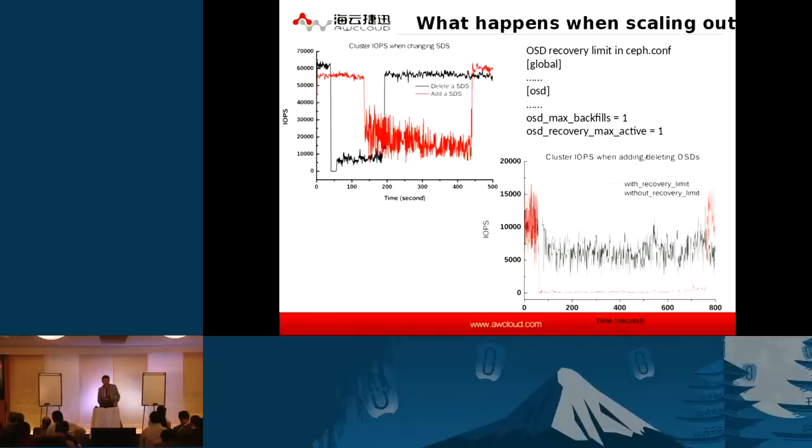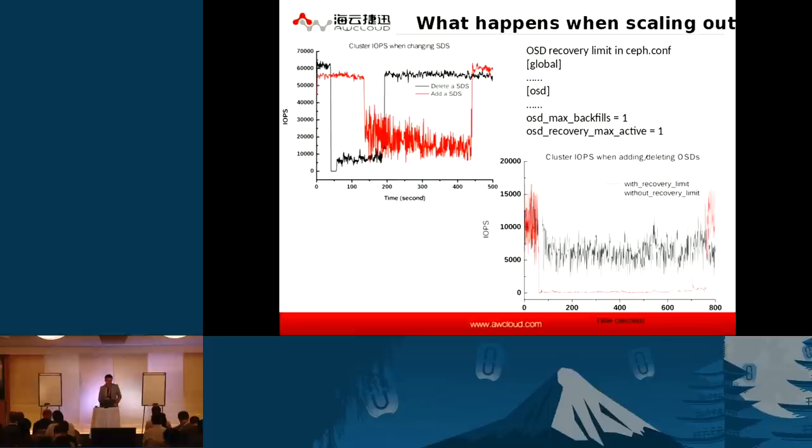As the red line shows, the cluster is adding an SDS, and it is the same as deleting a node. The cluster has a recovery time. In this time, the IOPS of the cluster fluctuates, and at last the IOPS of the cluster recovers and is more than at the beginning.